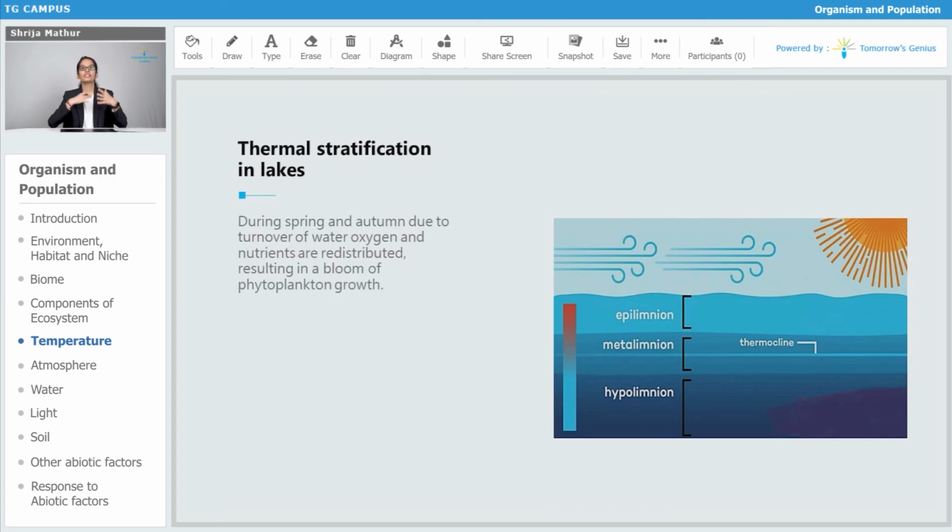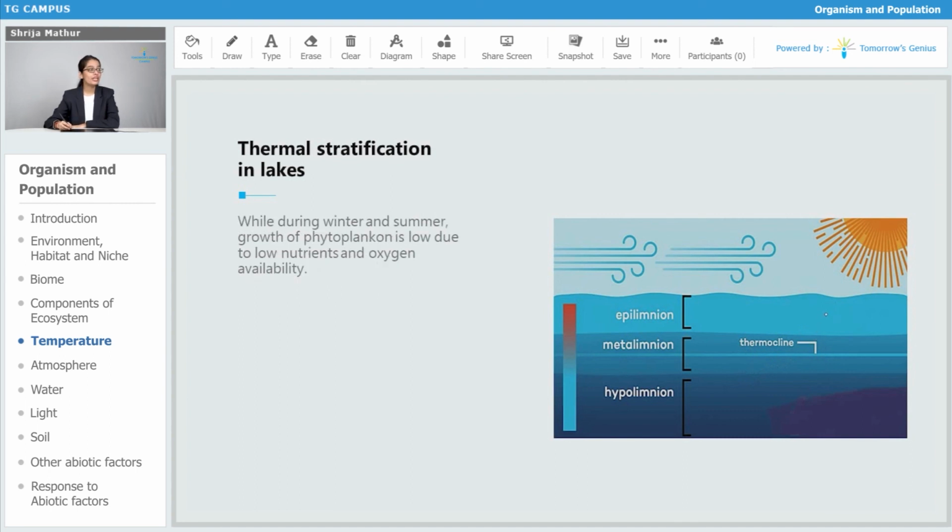During spring and autumn, due to turnover of water, oxygen and nutrients are redistributed. Since the water is mixed, the temperature variation is not much, so with that the oxygen distribution and the nutrient distribution is again going to take place, resulting in a boom of phytoplankton growth. When nutrients are there, when oxygen is there, obviously new organisms have to develop. What are those new organisms? They are the phytoplankton.